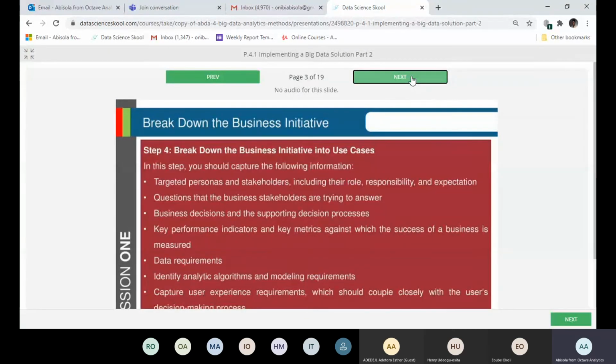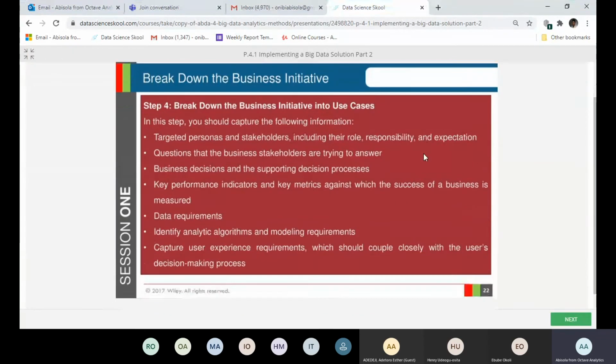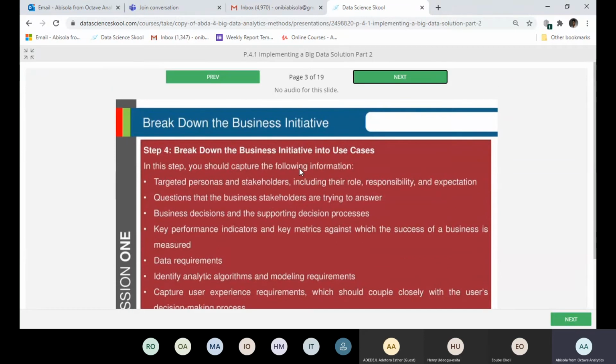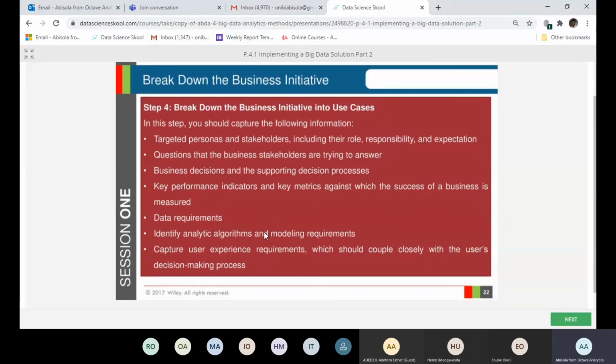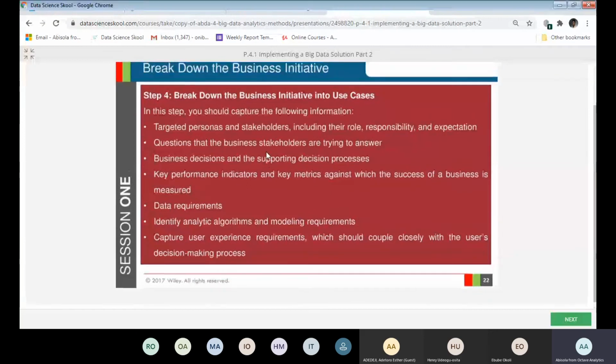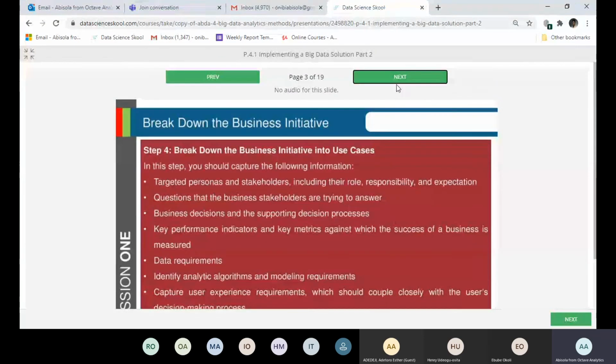And then step 4, break down business initiatives into use cases. So you are breaking down business initiatives into use cases. And here, this is the information you capture. You capture questions that business stakeholders are trying to answer, KPIs, and so on. I've talked about something related to this, so I might not need to go back into all of this. So you are breaking them down into use cases, and then you are capturing different information from business people. So that is for step 4.